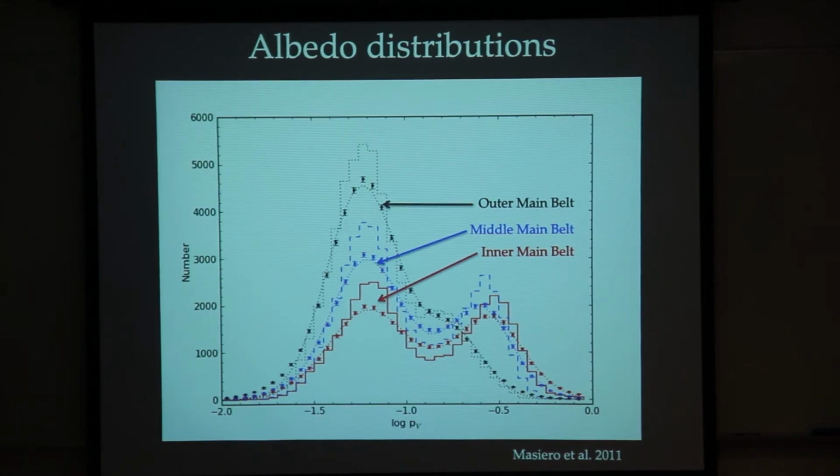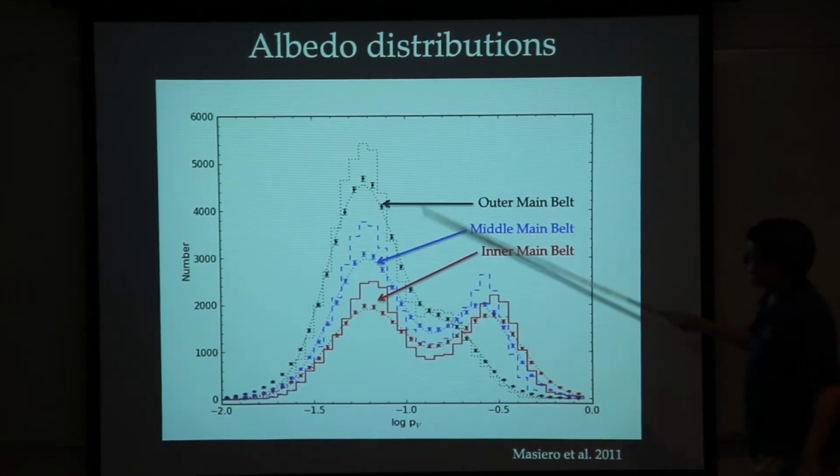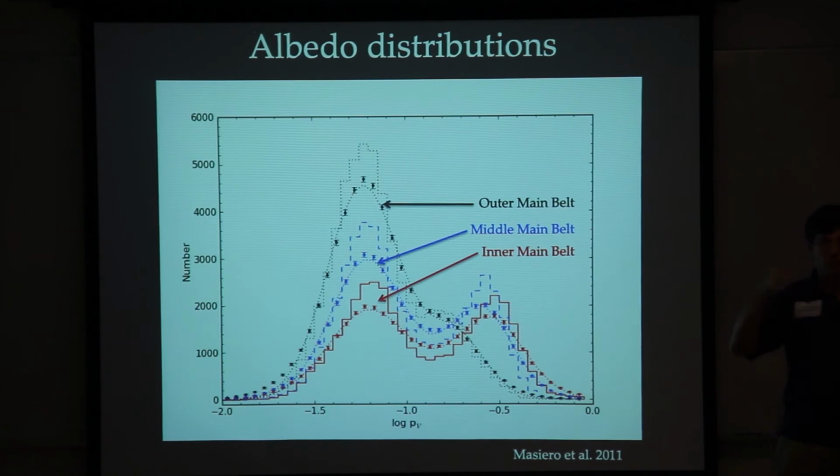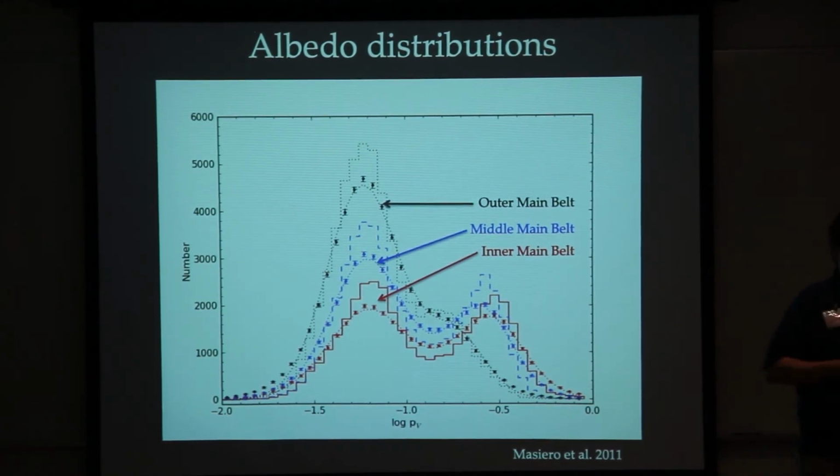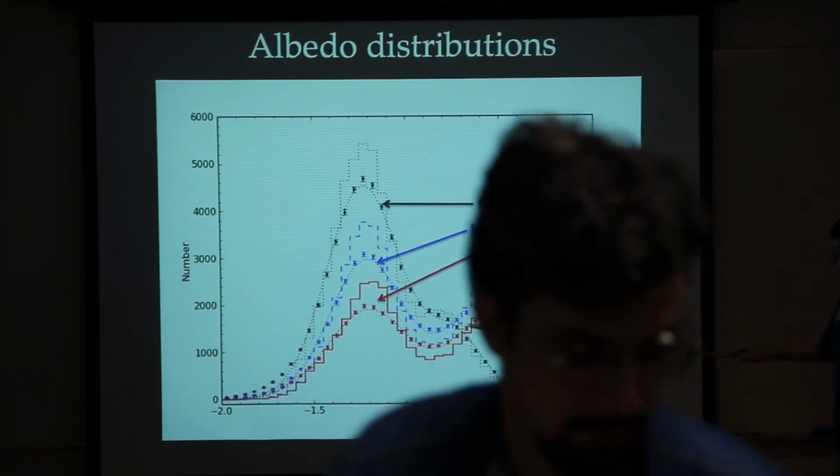And so this is one of the things that we say, okay, maybe these dark objects were implanted from some icy population and put into the inner main belt, and maybe this gradient here traces our composition differences.